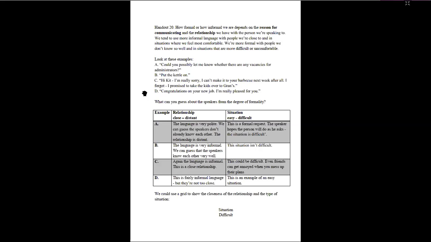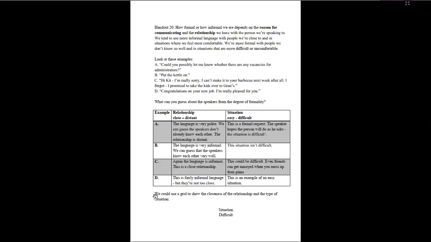Finally, we have the last example, example D: Congratulations on your new job. I'm really pleased for you. This is fairly informal language, but they are not too close. So the relationship is distant in example D. What about the situation? This is an example of an easy situation. No difficult issues can be seen. Therefore, there is nothing complex here.